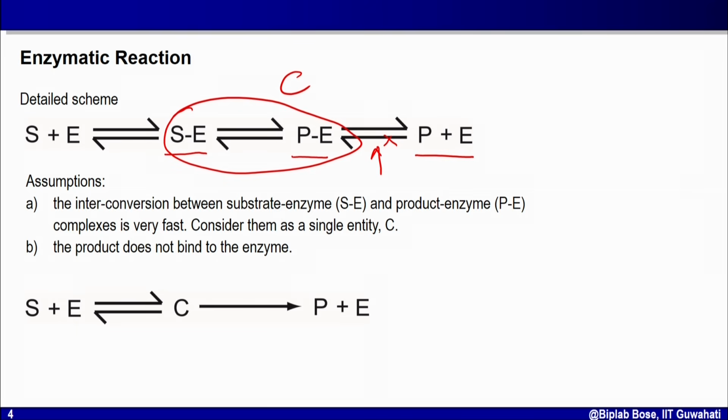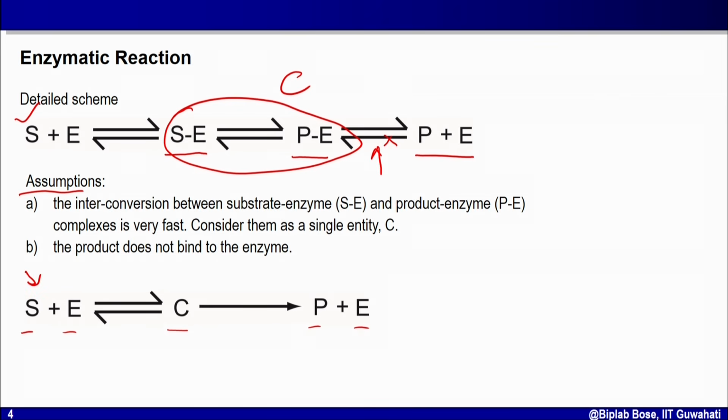So what is happening now? S is binding to E in a reversible fashion to form the complex C, and the complex C is unidirectionally breaking down into product plus E. So initially I started with the detailed scheme, and now from this detailed scheme I made some assumptions and I have written down a simplified scheme for the system.